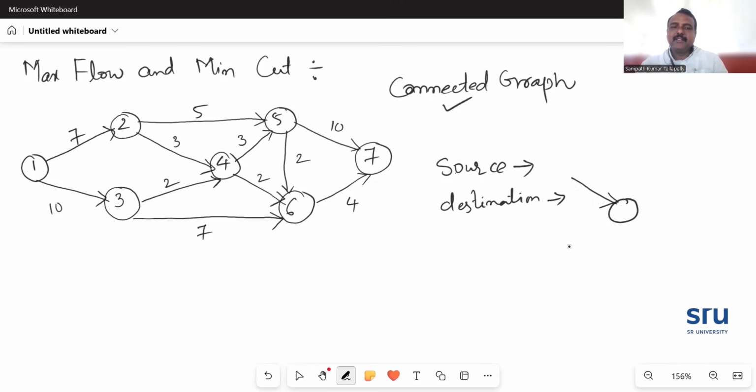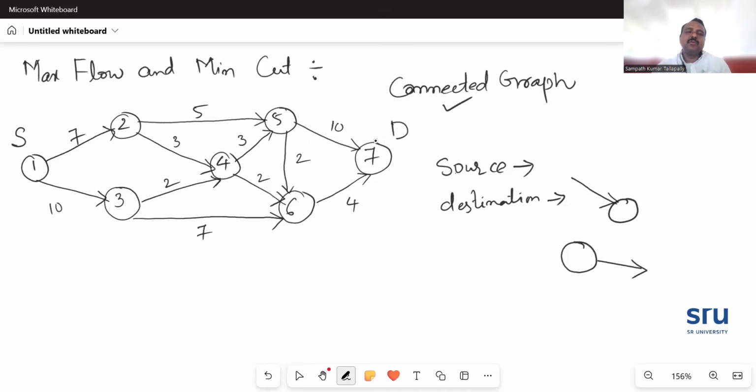And we need to identify a vertex in this graph which doesn't have any out-degree. Out-degree means that from a vertex, if an edge goes out, we call it the out-degree. So we need to identify a source as well as a destination for implementing the concept of max flow and min cut. Now we understand that this is the source in this diagram, and this is the destination in this connected graph.